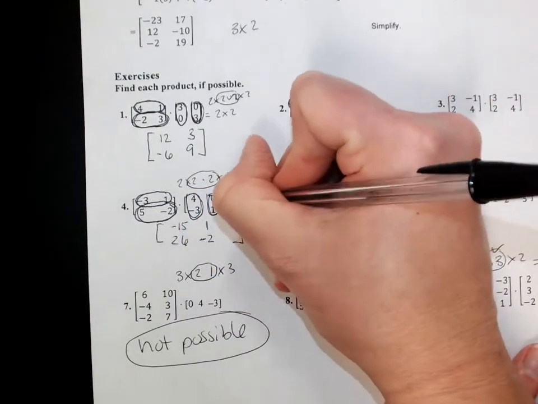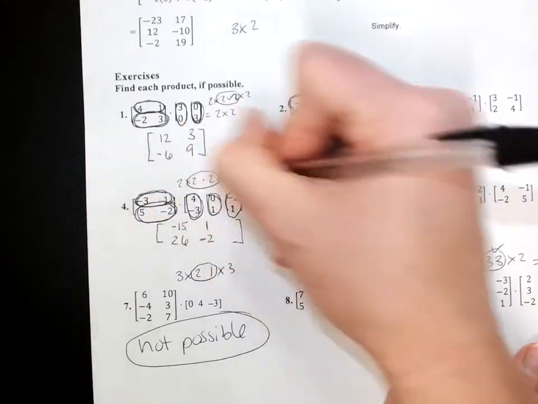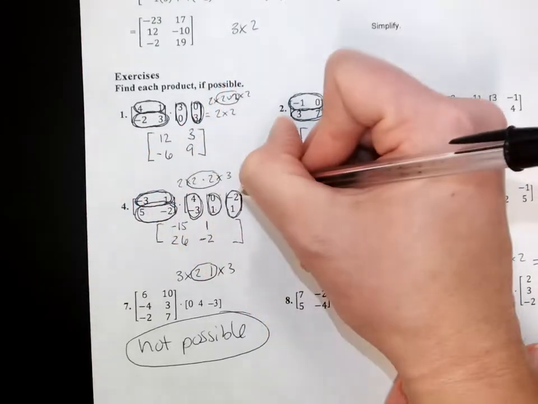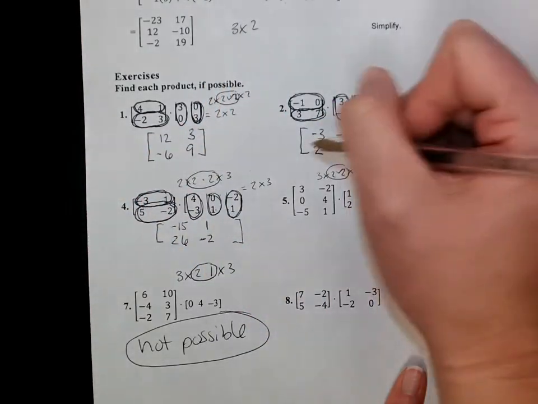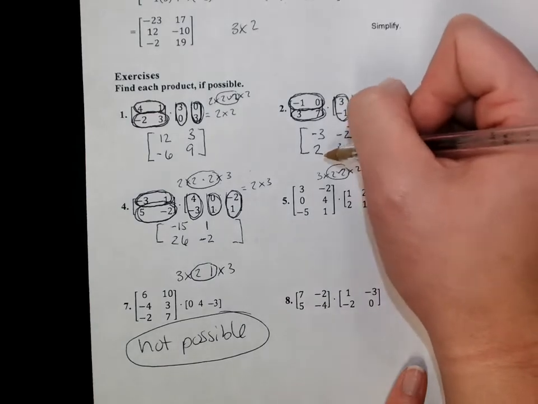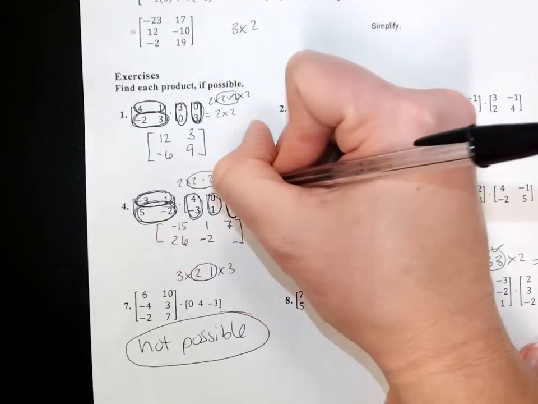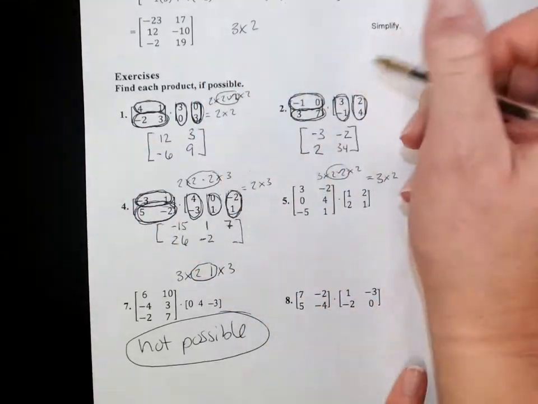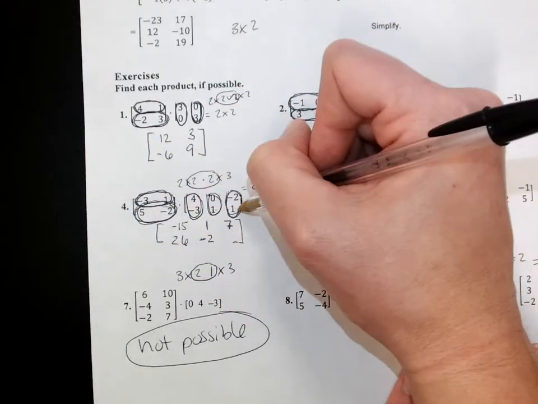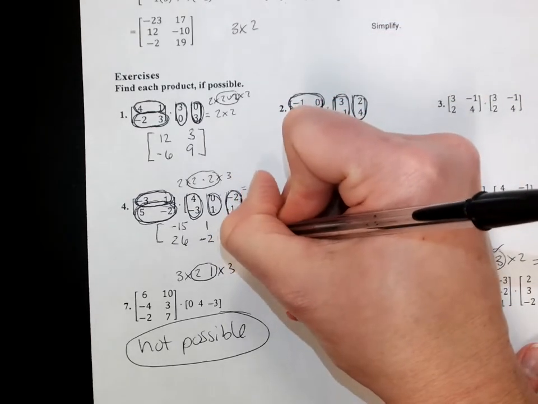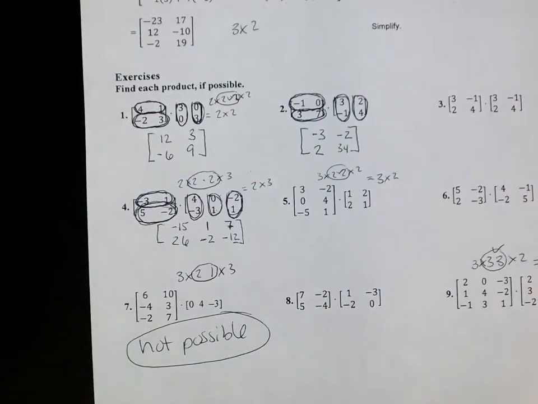And then my last column. So first row, last column. Negative 3 times negative 2 is 6. 1 times 1 is 1. 6 plus 1 is 7. Bottom row, last column. 5 times negative 2 is negative 10. Negative 2 times 1 is negative 2. That's going to be a negative 12. And that's your answer. Okay?